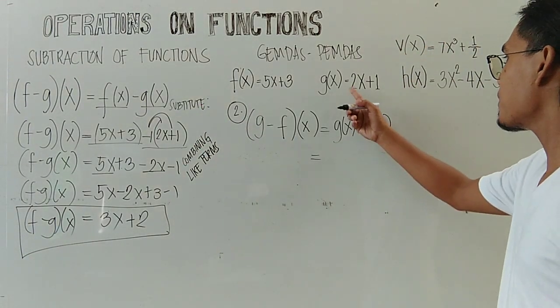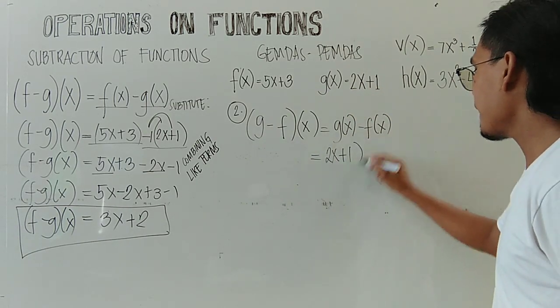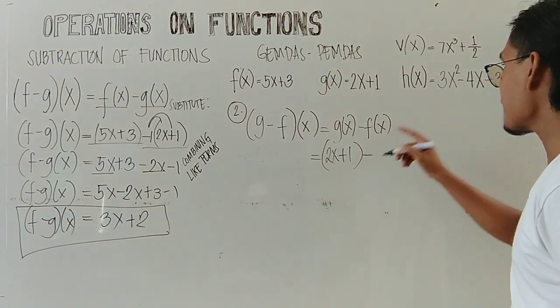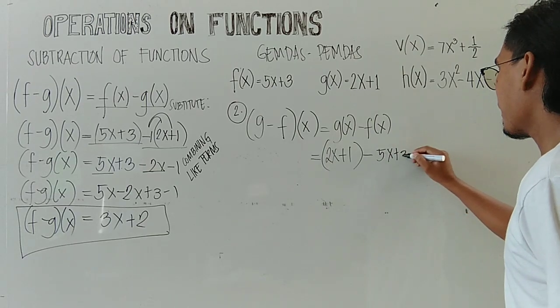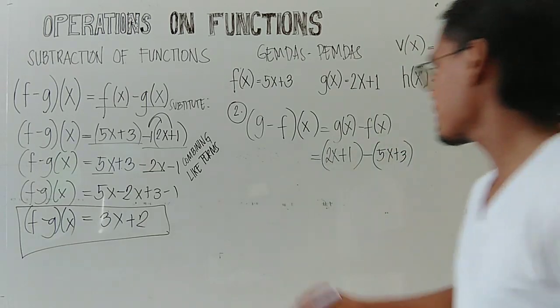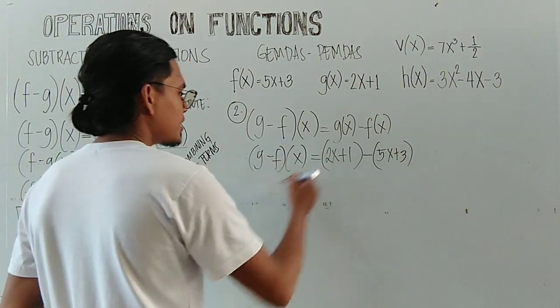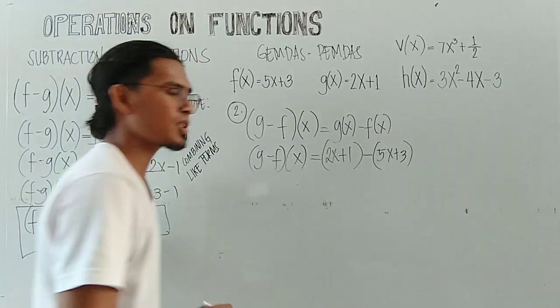So identify g of x in your given: we have 2x plus 1. Again, parenthesis, the basics of substitution. Minus f of x is 5x plus 3. Again, parenthesis. So copy, g minus f of x is equal to the quantity 2x plus 1 minus the quantity 5x plus 3.